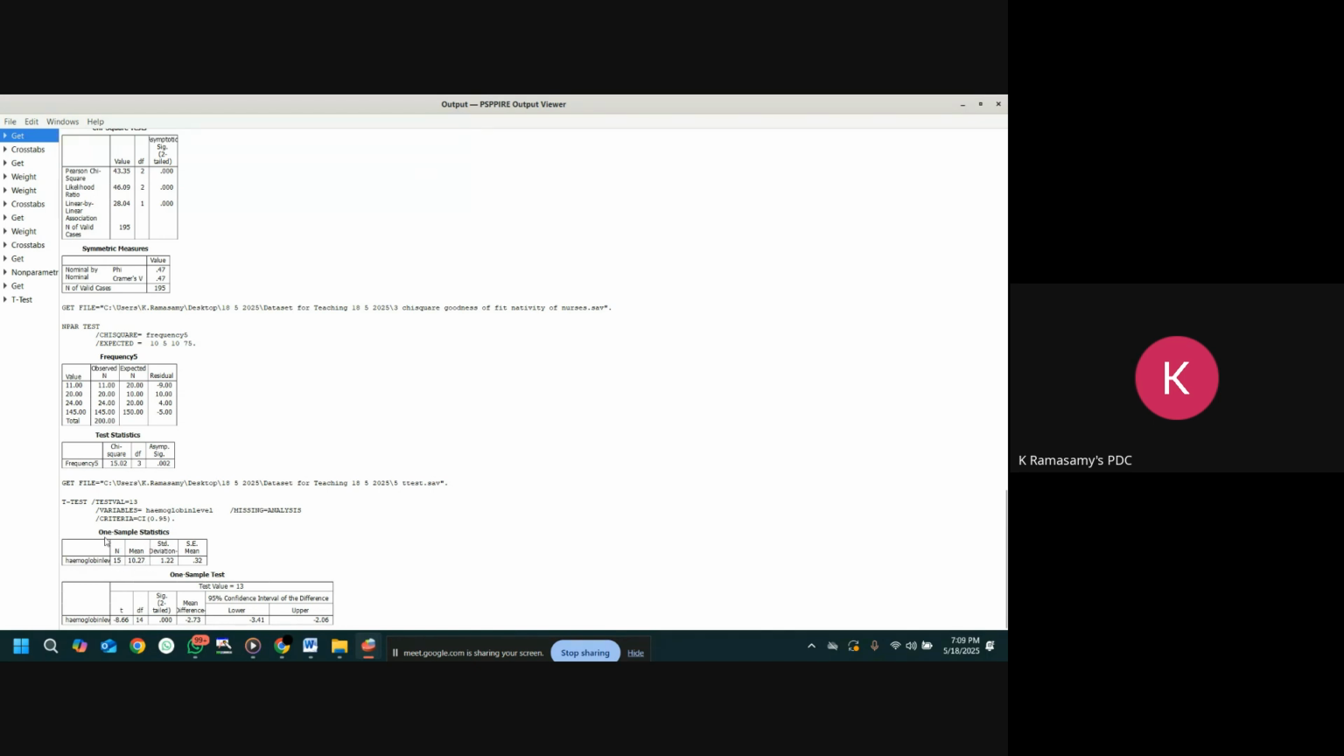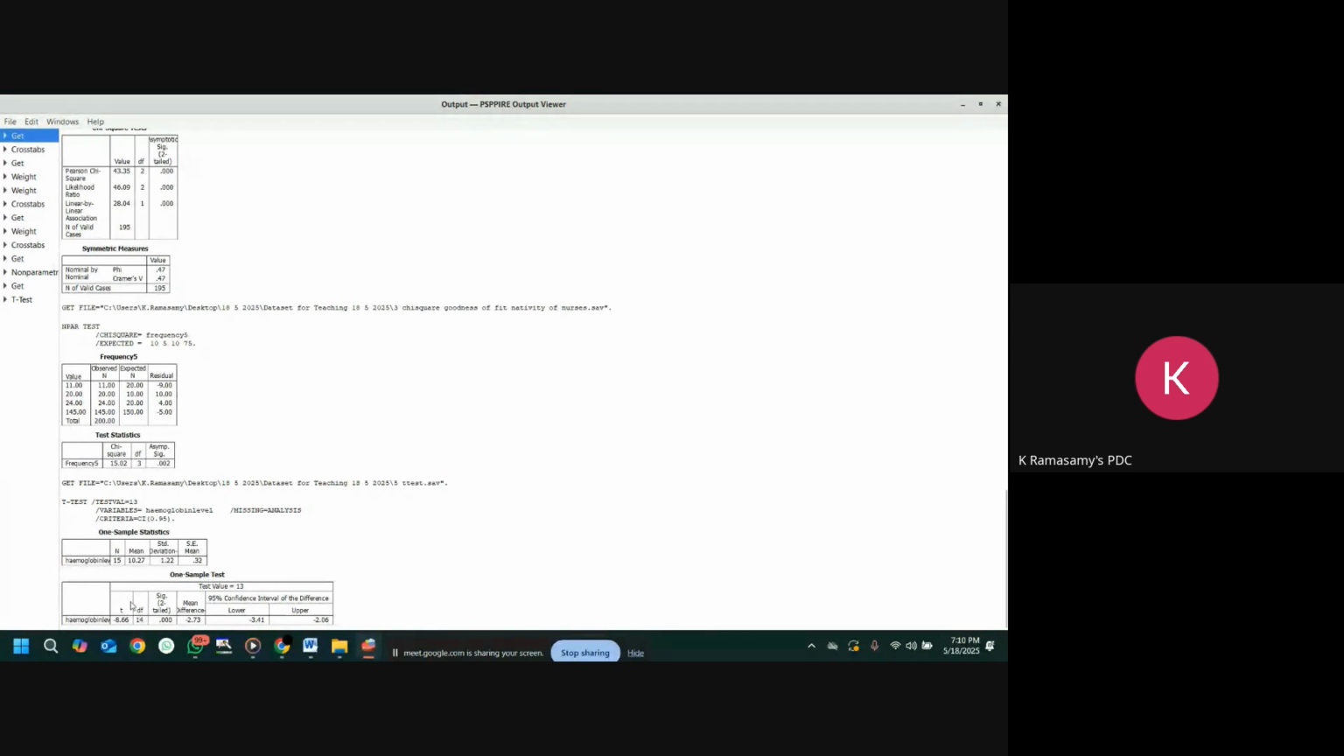10.27. What is the mean score? Only 10.27. What is the internationally accepted mean? The hemoglobin level is 13. So they should have a mean score of 13 or more than 13. But the hemoglobin level of my respondents is only 10.27. It means that it is less than the expected level. Okay, you just come down.